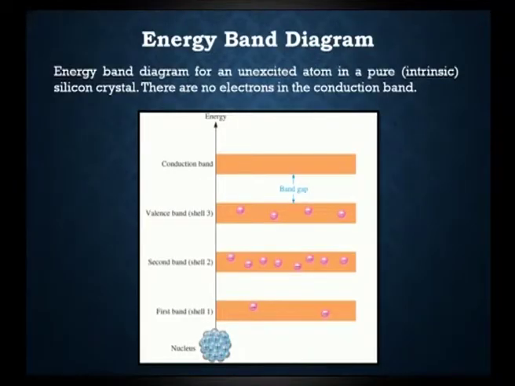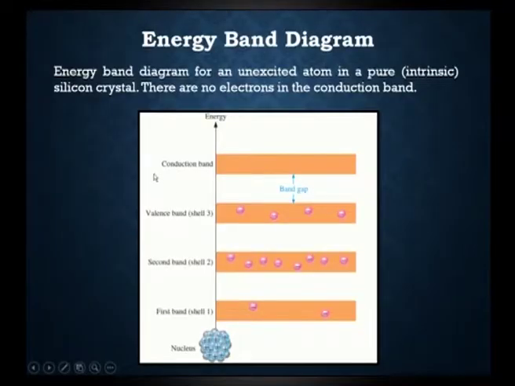So, next we move on to the energy band diagram. We are going to consider the energy band diagram for an unexcited atom in a pure, that is intrinsic, semiconductor. The first thing we observe is that there are no electrons in the conduction band. This is the pure form. From extrinsic, P type and N type, by addition of impurities we can create holes and extra electrons. That is the advantage of adding impurity to a pure semiconductor. But here we are studying only the intrinsic energy band diagram, where we do not find electrons in the conduction band.